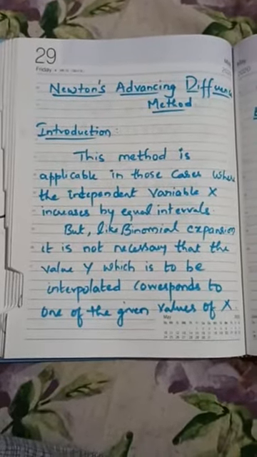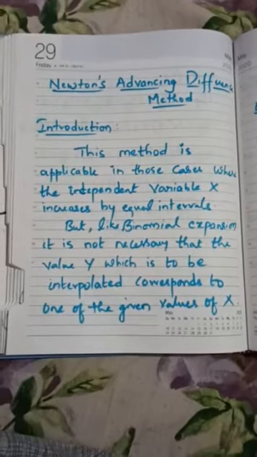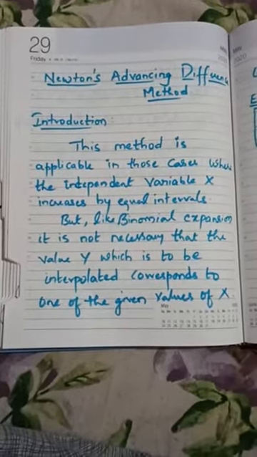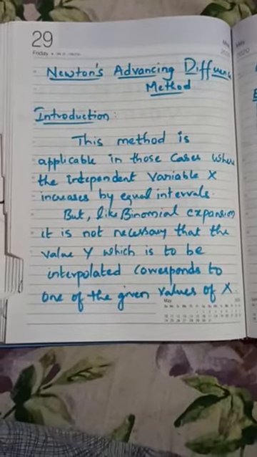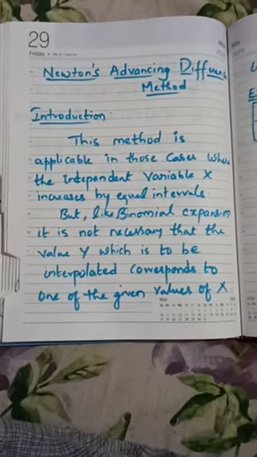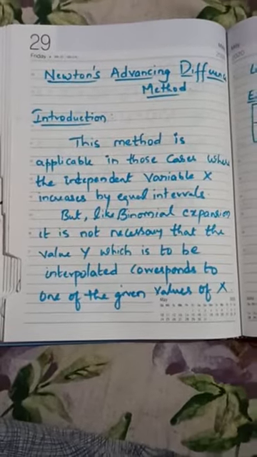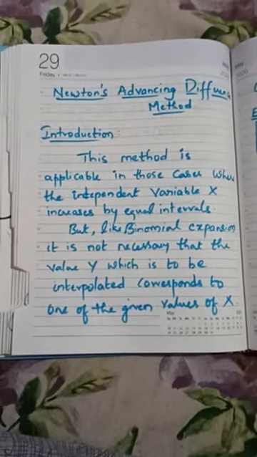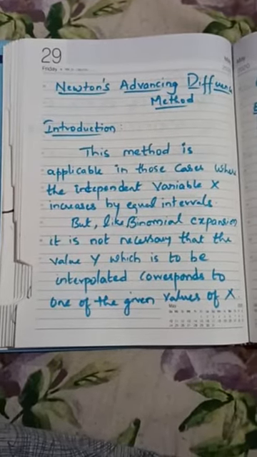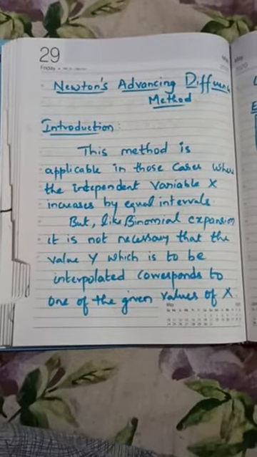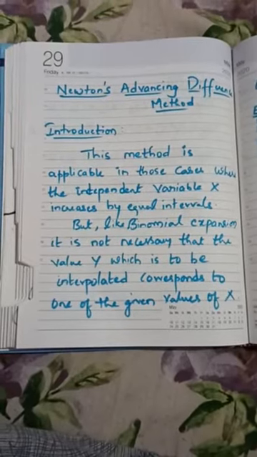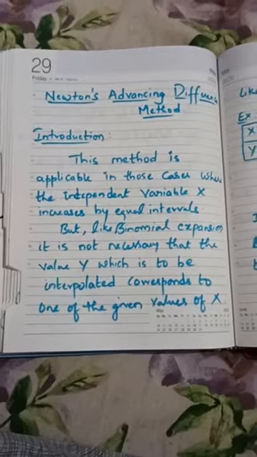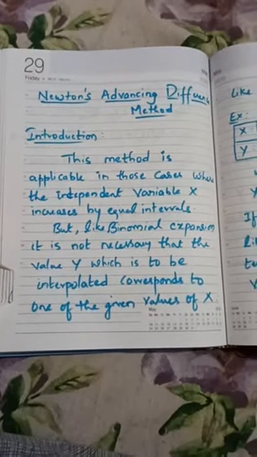Good morning, students. In interpolation and extrapolation, we have seen the binomial expansion method concept in the previous video, as well as problems. Now, the last method in interpolation and extrapolation is Newton's advancing difference method. See, what are the major conditions for the binomial expansion method to be applied?